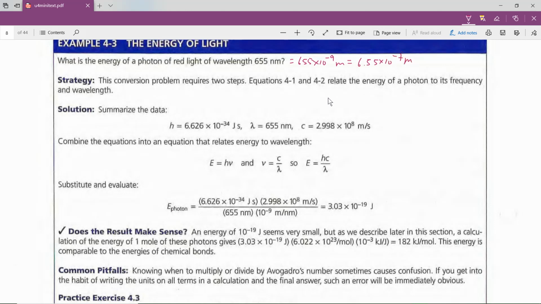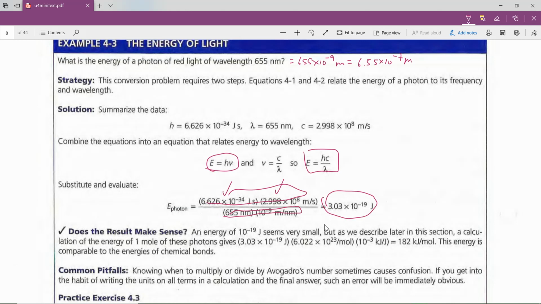Okay, energy is h times nu. But here we're given the wavelength, and nu is c over lambda, so energy is hc over lambda. So Planck's constant, speed of light, there's my nanometers to meters, and I get 3.03 by 10 to the minus 19 joules.